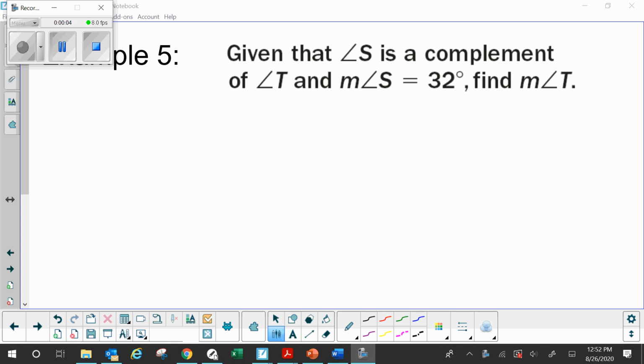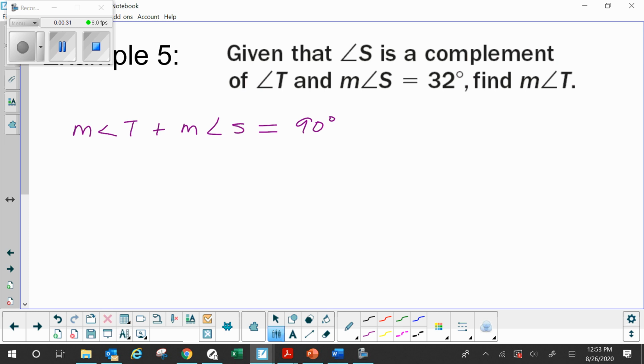Given that angle S is a complement of angle T, and the measure of angle S is 32 degrees, find the measure of angle T. So you know they add to what? 90. So the measure of angle T plus the measure of angle S equals 90.